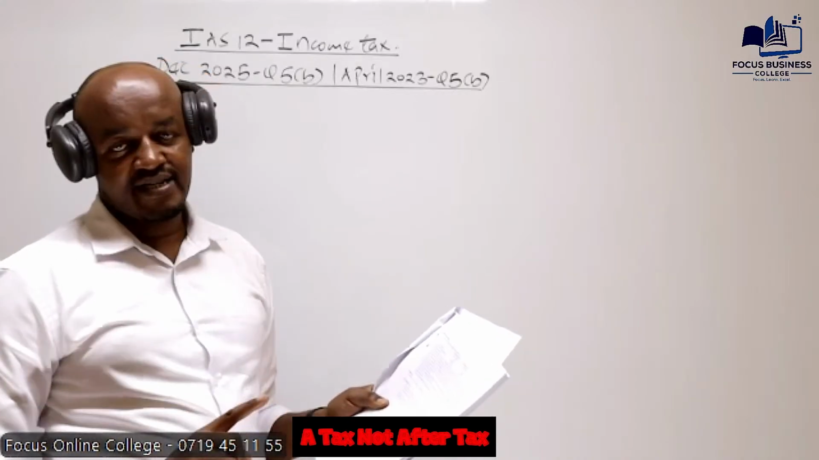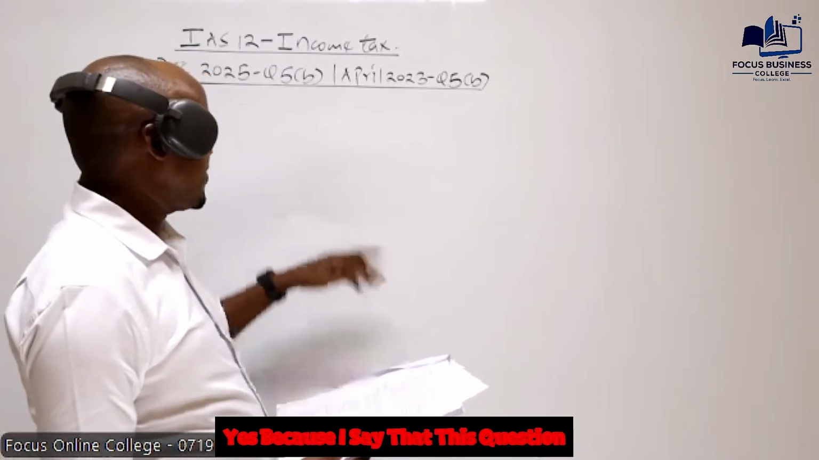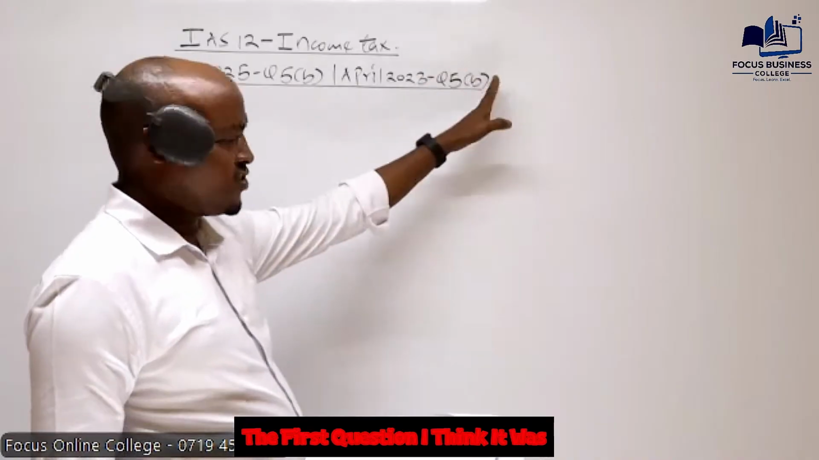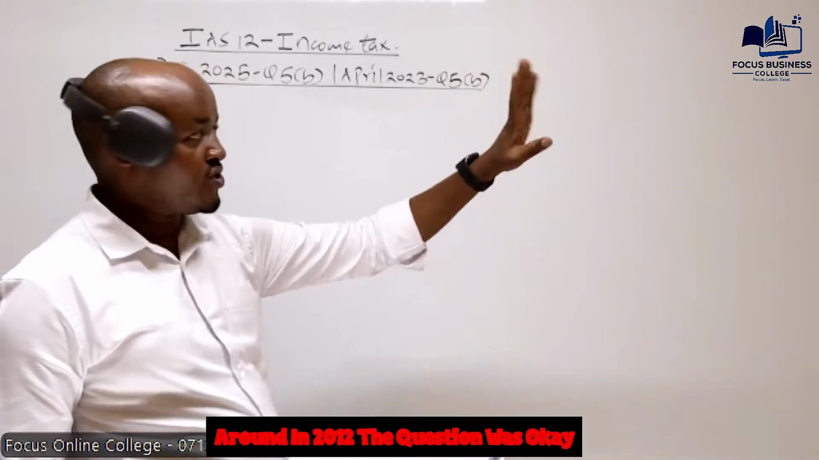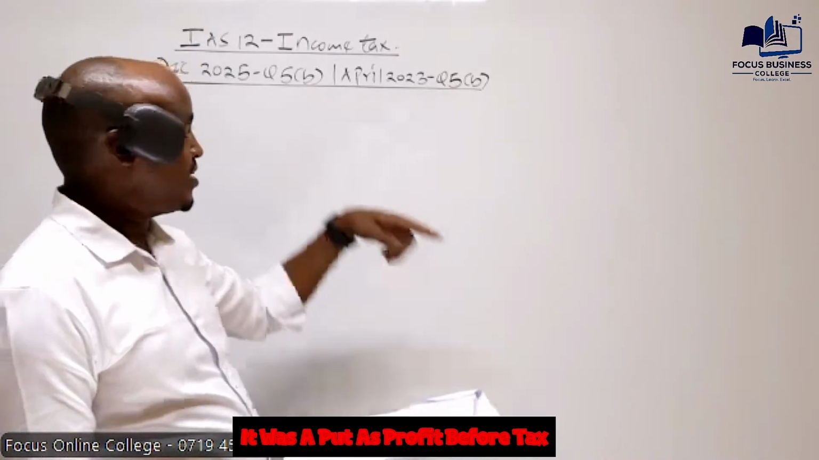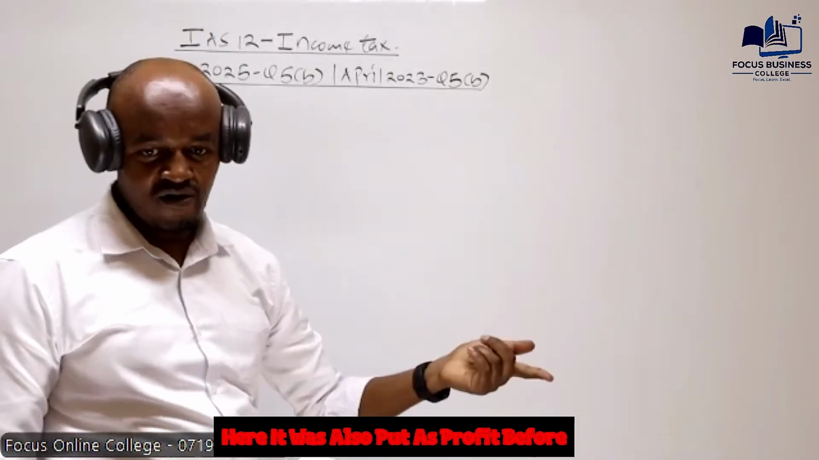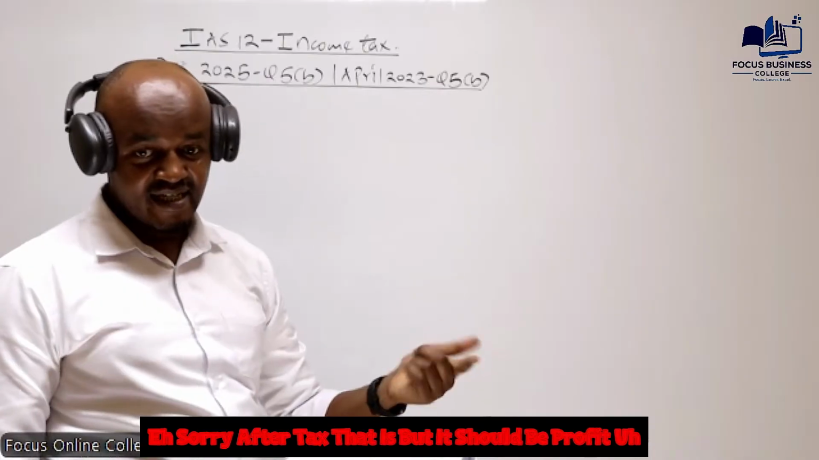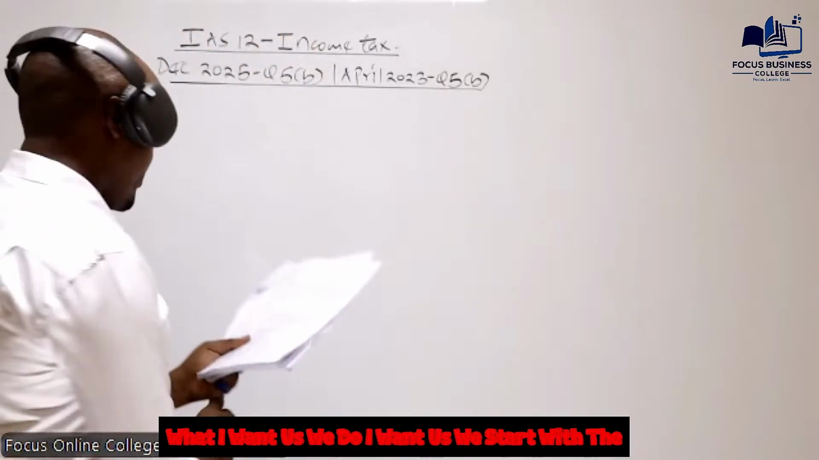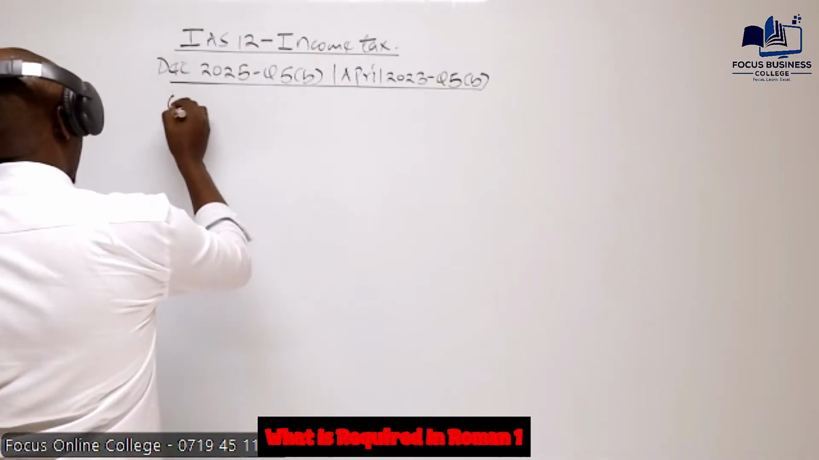Not after tax. Sasa, yes, because I've said that this question has been repeated 3 times. The first question, I think it was around in 2012. The question was okay. But if you check on this question, it was put as profit before tax. Here it was also put as profit after tax. But it should be profit before what? Before tax. Now, what I want us to do, I want us to start with what is required in Roman 1.